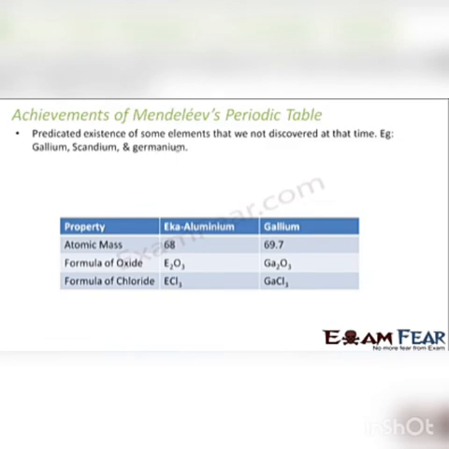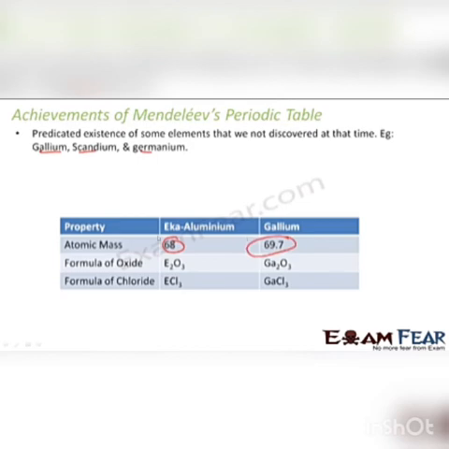The first thing is he predicted some of the elements which were not discovered at that time, because when he arranged the elements, he found that some elements were missing, because some of the elements' atomic masses were missing, and then he guessed it. He guessed that okay, there will be an element which will be found in the near future, which should have an atomic mass of 68, and he called that element Eka-aluminium because it used to come before aluminium, and that element was found in the future, and we call that element gallium.